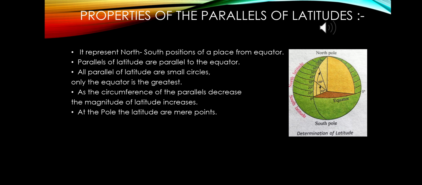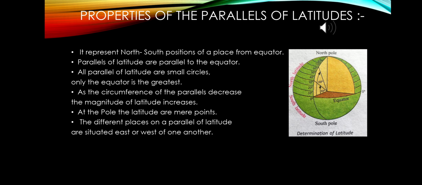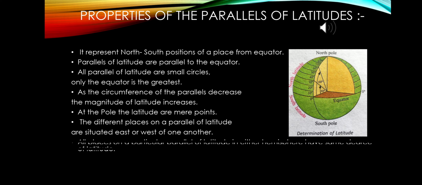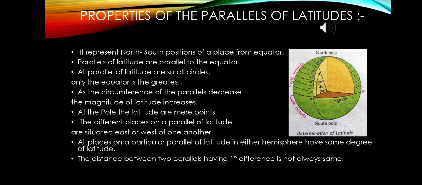Number 6, the different places on a parallel of latitude are situated east or west of one another. And next, all places on a particular parallel of latitude in either hemisphere have the same degree of latitude. All places on the same parallel of latitude may not have the same times of sunrise, noon or sunset. The distance between two parallels having a 1 degree difference is not always the same. It is more in the polar region because of the flattening. And the highest possible latitude is 90 degrees.